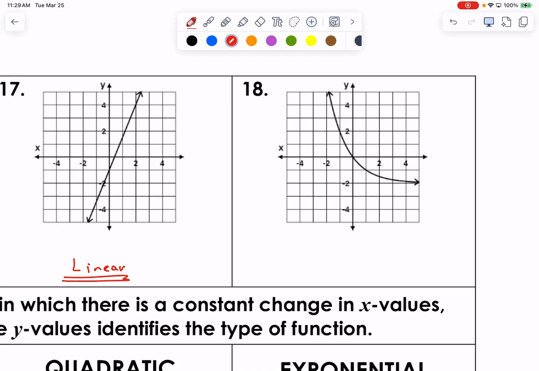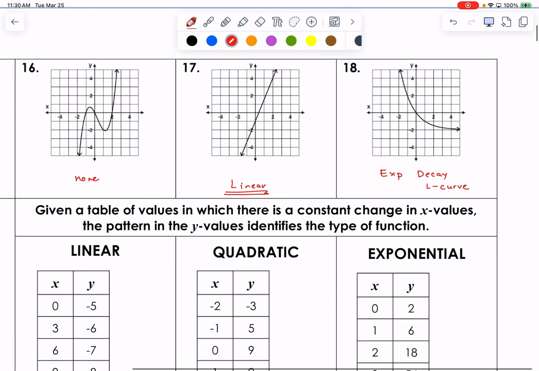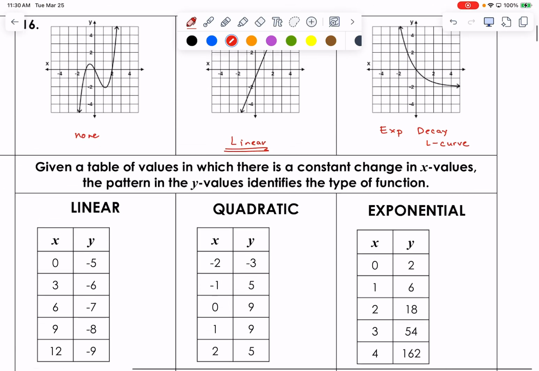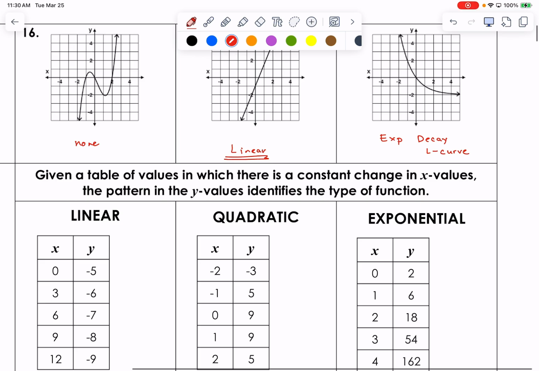18 is a what? L curve. Yes. Exponential decay. And think of decay as decrease. L curve is the L. Very good. Could you just put L curve, or do you have to put exponential decay? You can put L curve or exponential decay. You have to put exponential.